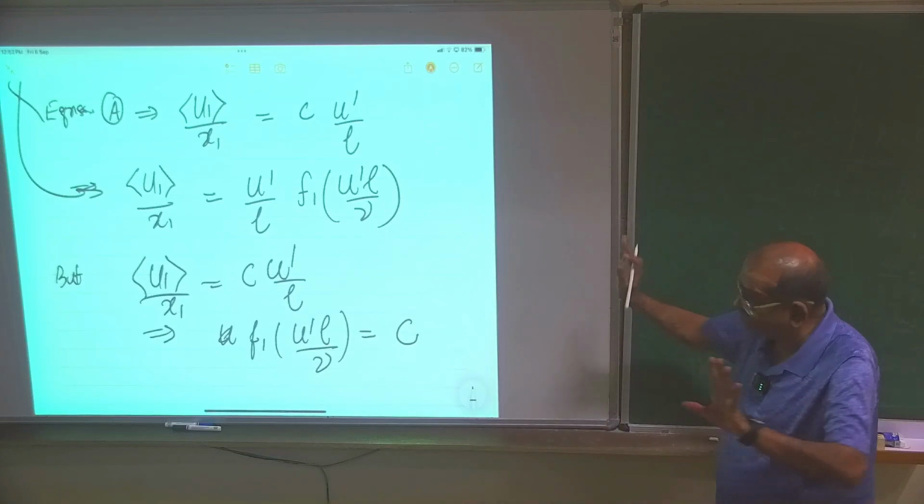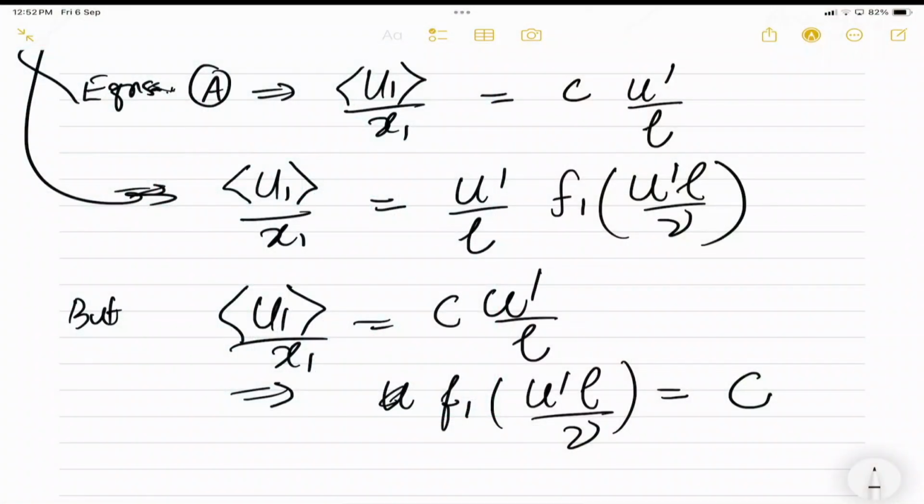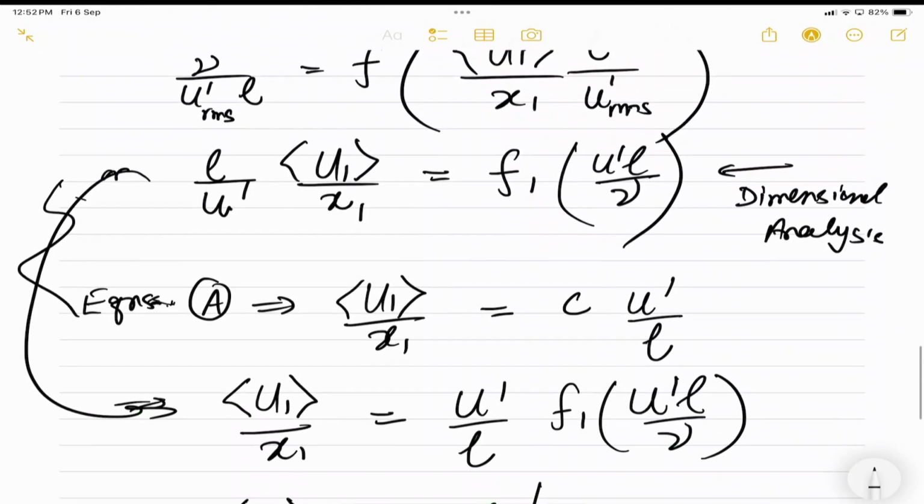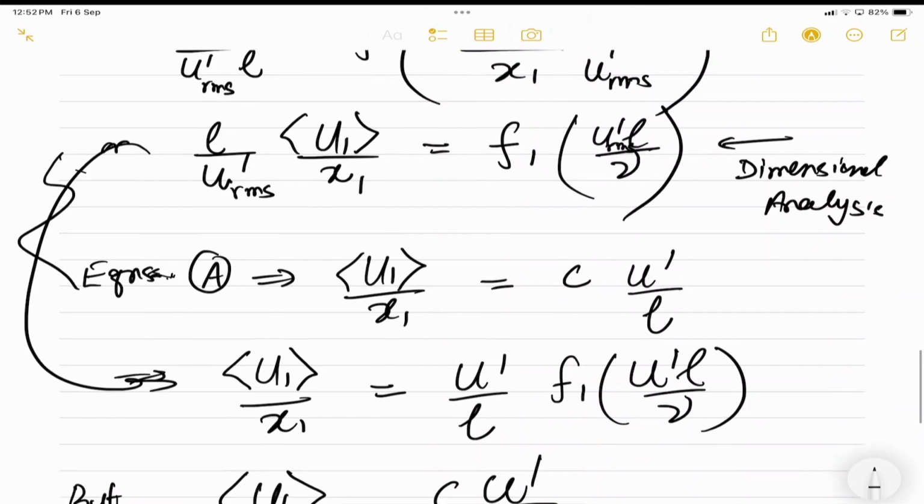सब U RMS है, मैं ठीक कर दूँ. Thank you. See, असल में I should put U RMS everywhere. हाँ, सब जगह RMS लिख दो. जहाँ पे भी prime है, it's all RMS.